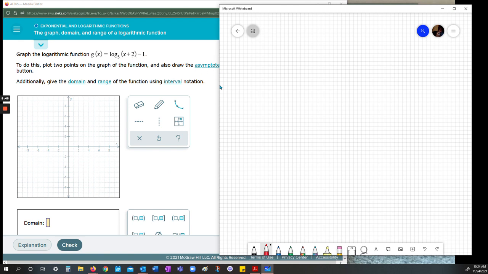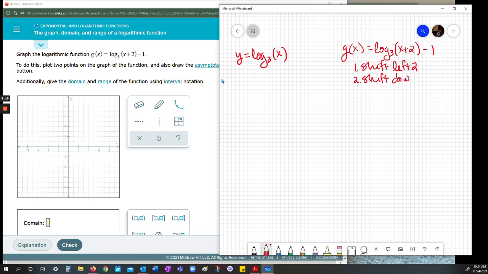The parent function would be y equals log base 3 of x. So I'm going to figure out what that graph looks like and get at least 3 points on that graph. And then apply my transformations. And both of these transformations are going to be shifting, right? So the g of x is log base 3 of x plus 2, and then minus 1. And so we're going to shift left 2, and then we'll shift down 1. And if all you have is shifting, it actually doesn't make a difference what order you go in, but I think it's good to stay consistent.